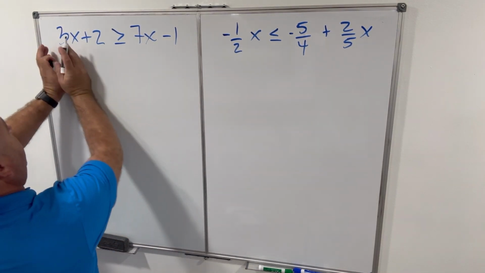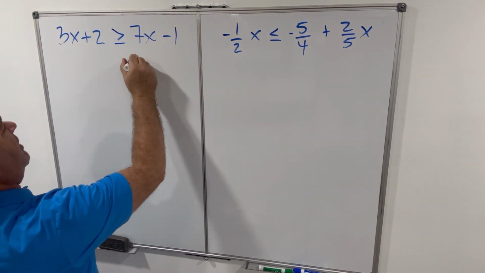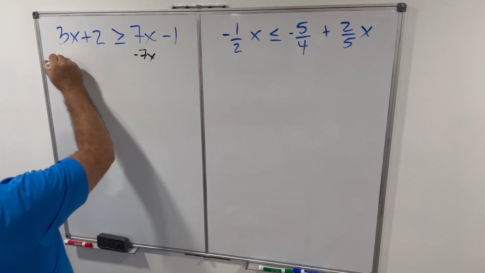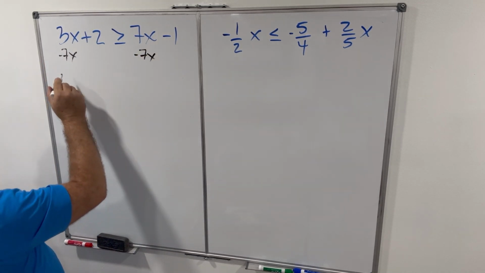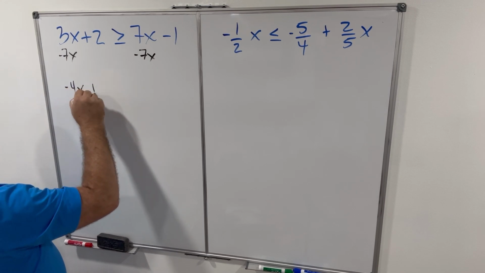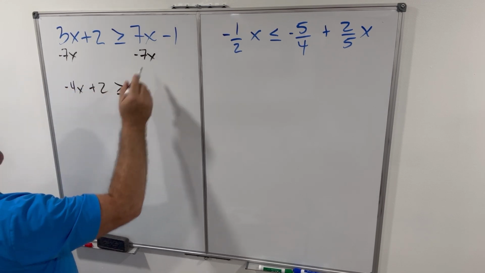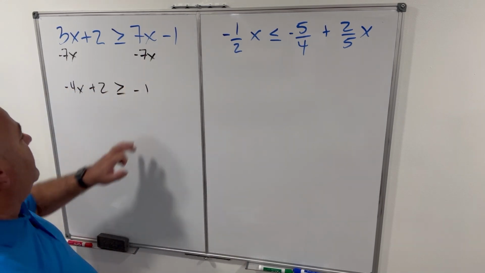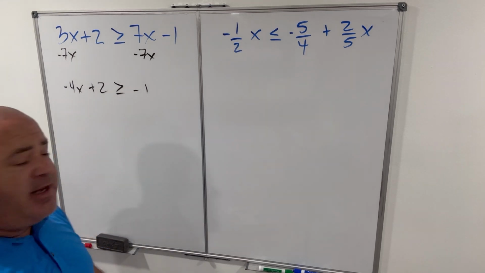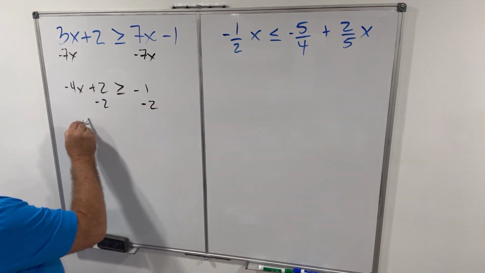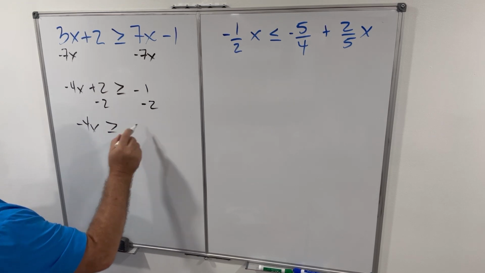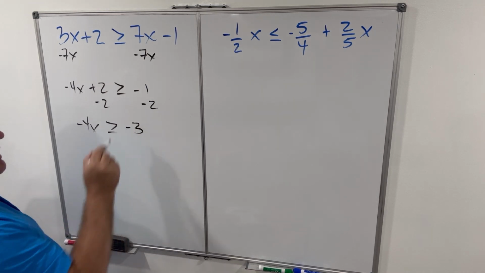Now I like to get all my x's on the left, so I'm going to start by subtracting a 7x from both sides. That'll give us a negative 4x plus 2 is greater than or equal to negative 1. Now we can subtract this 2 from both sides, and that gives us a negative 4x is greater than or equal to a negative 3.